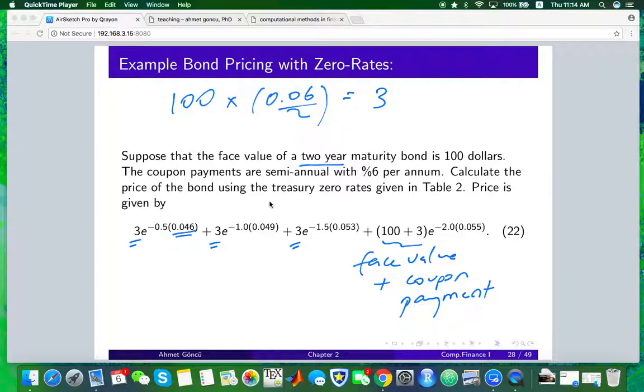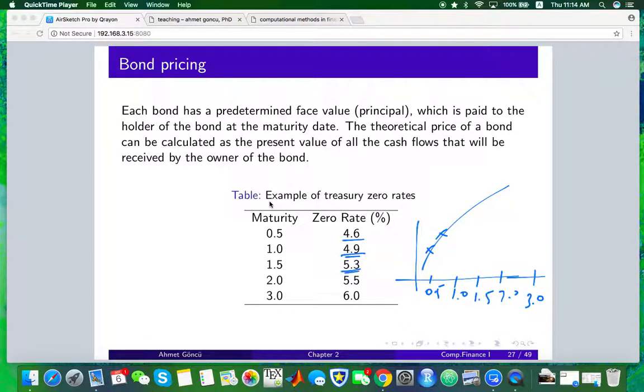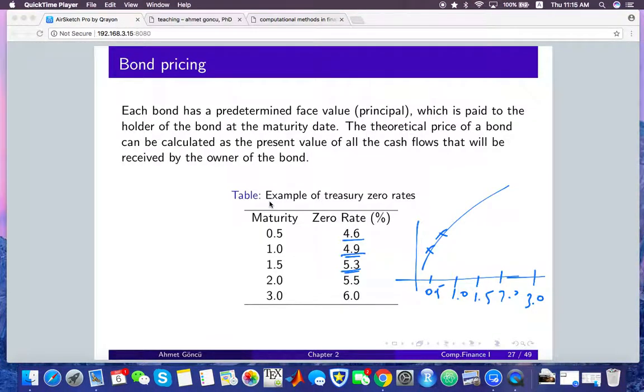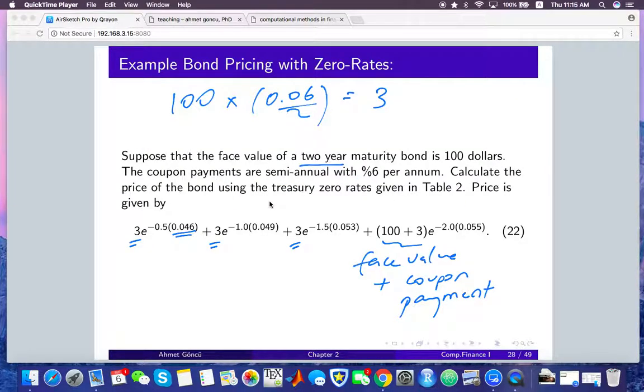And now you get the third coupon payment, 1.5 years, again check back here, which is 5.3%, and this is 0.053, and then let's check the last time for this coupon bond, which is the 2-year maturity, and you get 5.5% as the zero rate, and you write it down, and we don't forget to add the face value of this coupon. So if we calculate this sum, this is the present value, and it's the price of this bond with these given face value, coupon payment, and the given zero rates.